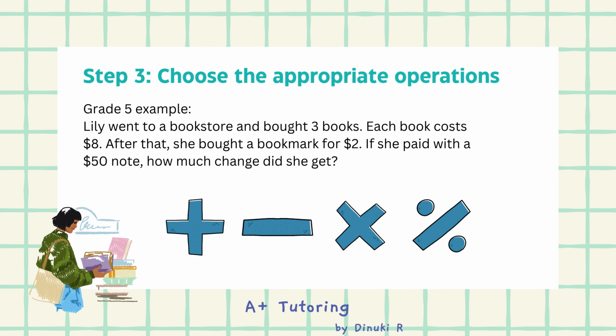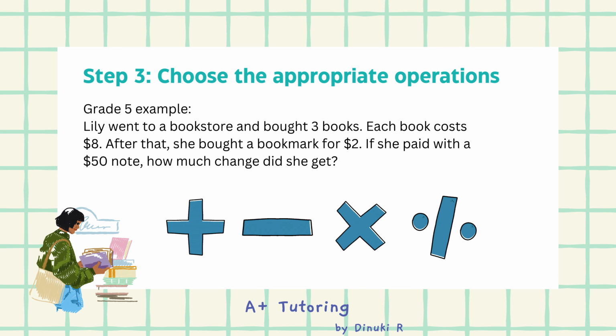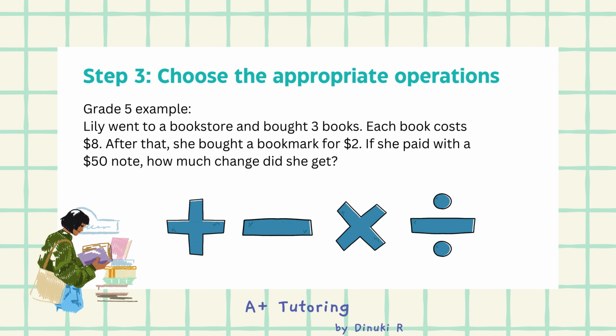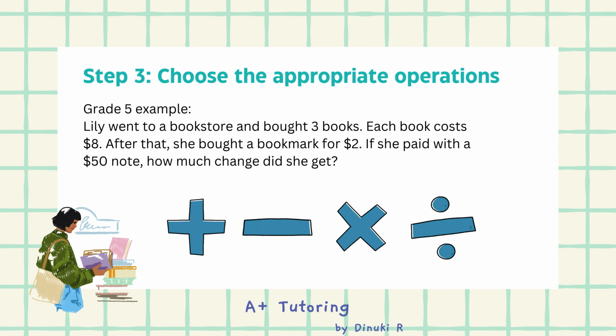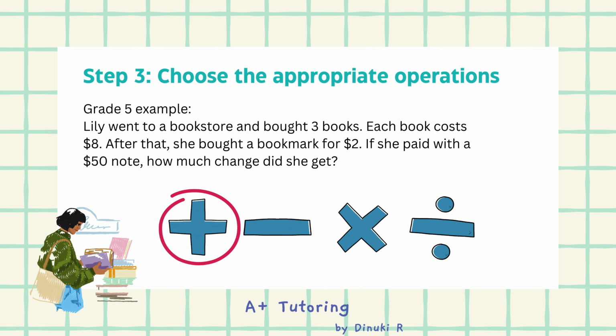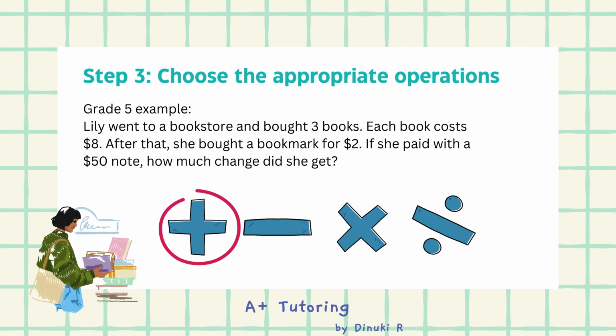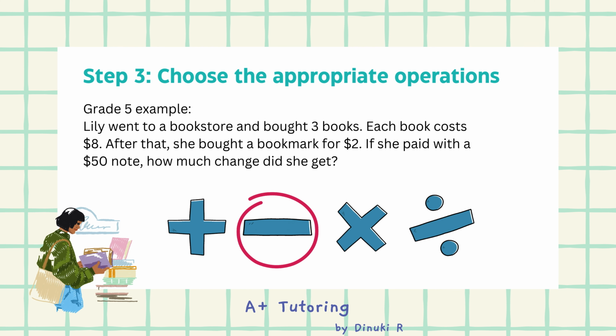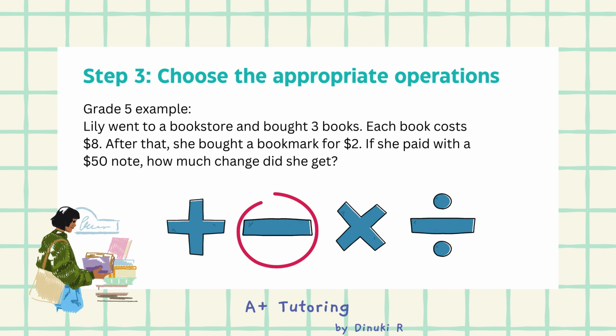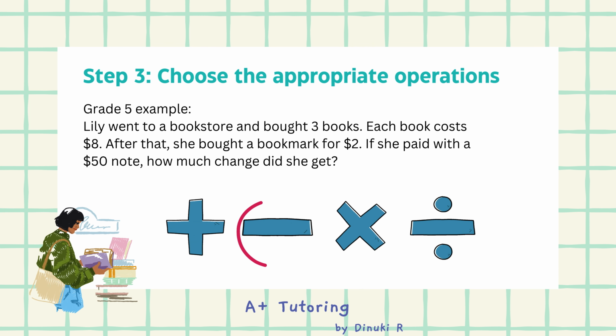The third step is to choose the appropriate operations. This step really gives you a chance to plan out how you're going to solve the problem. To find the total cost of the 3 books, we will have to multiply first. Then we'll have to add the cost of the bookmark to figure out the total cost of everything that Lily bought. And finally, subtract the total amount that Lily spent from the $50 that she paid to find out how much change she'll get.